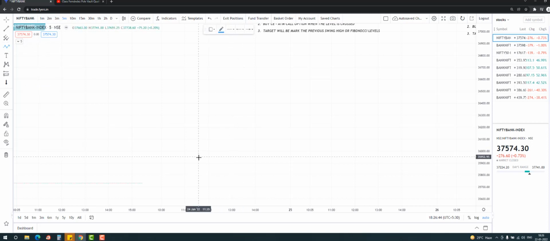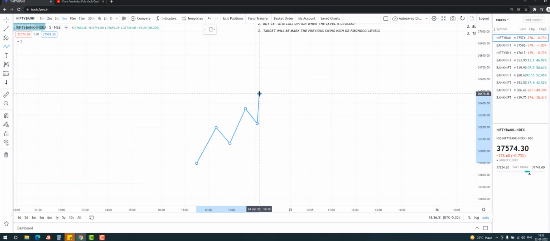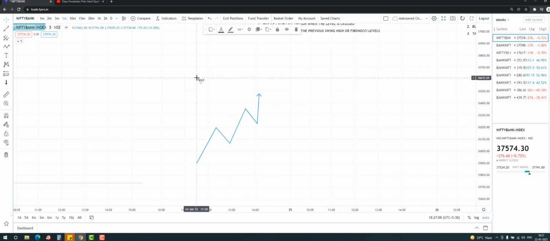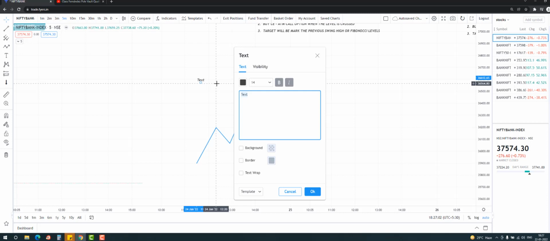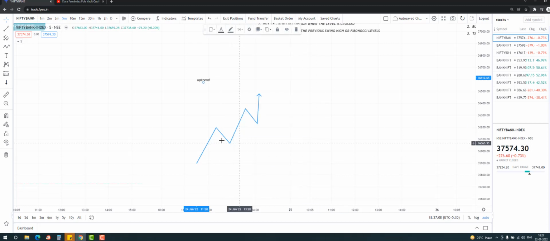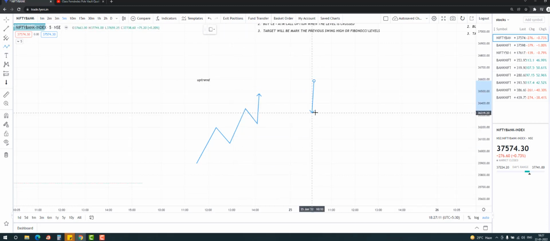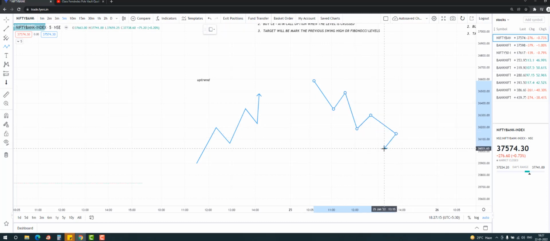So how does the market move? There are two types of movement. The market moves up, down, up, like this. There is a movement, and everybody knows this is an uptrend. Let's write this down on a note as uptrend. Now this formation is going to be considered as downtrend.